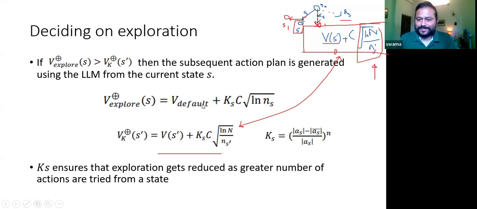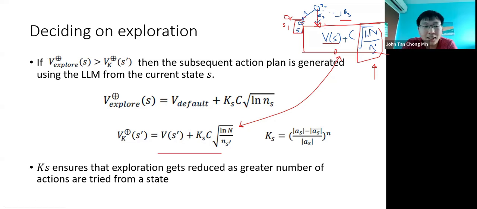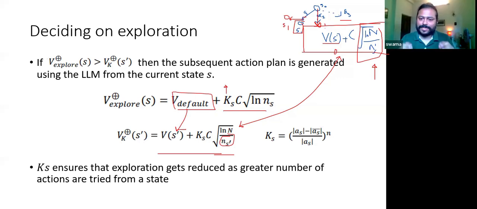If you look at the equations for VK plus and VExplore plus, they're actually about the same, right? What's the difference between this term and this term here? It's only the factor here, which means you can just increase this exploration constant, and these two equations would be similar. Barring the fact that this V default can be the default value of this. So actually, these two equations are the same. The only difference is that the V default is a constant here, because we don't know the value of an unexplored state.